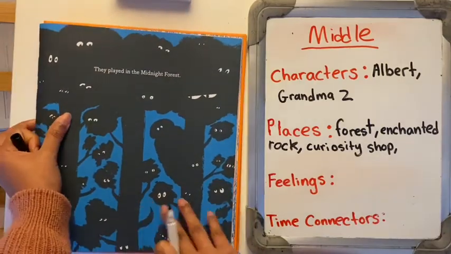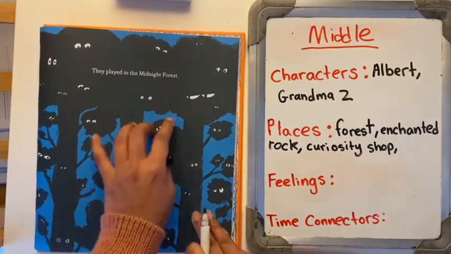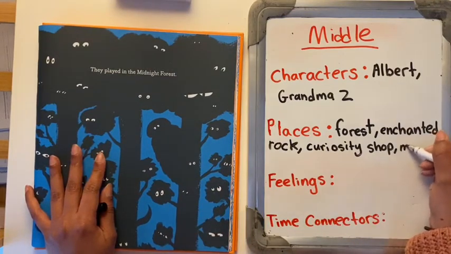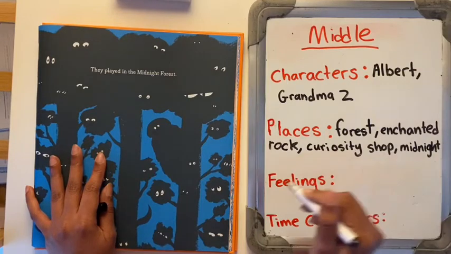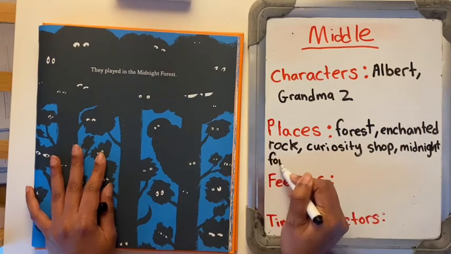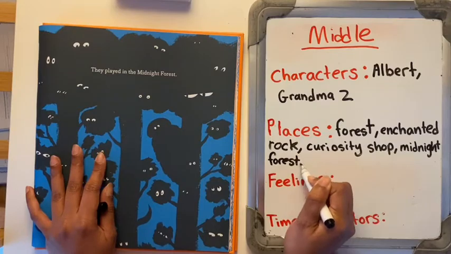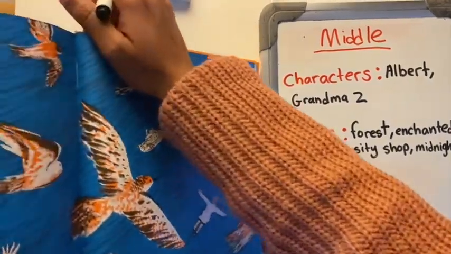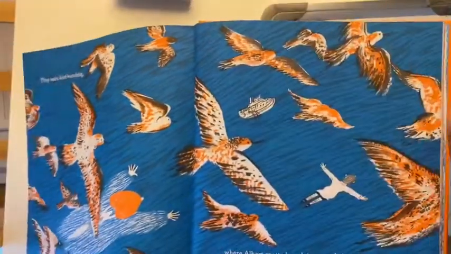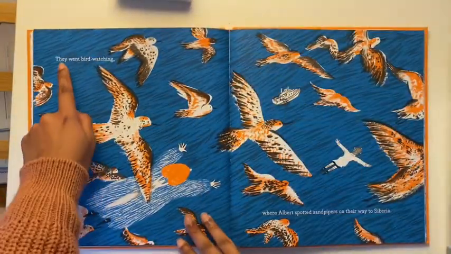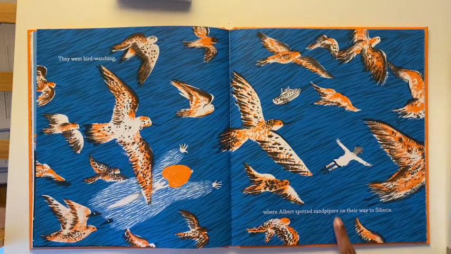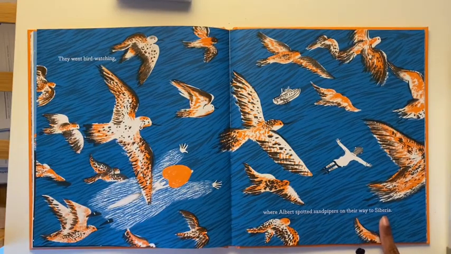Ooh, yes, I remember this. They played in the Midnight Forest. How exciting. The Midnight Forest. All right. Where do they go next? Ooh. They went bird watching, where Albert spotted sandpipers on their way to Siberia.